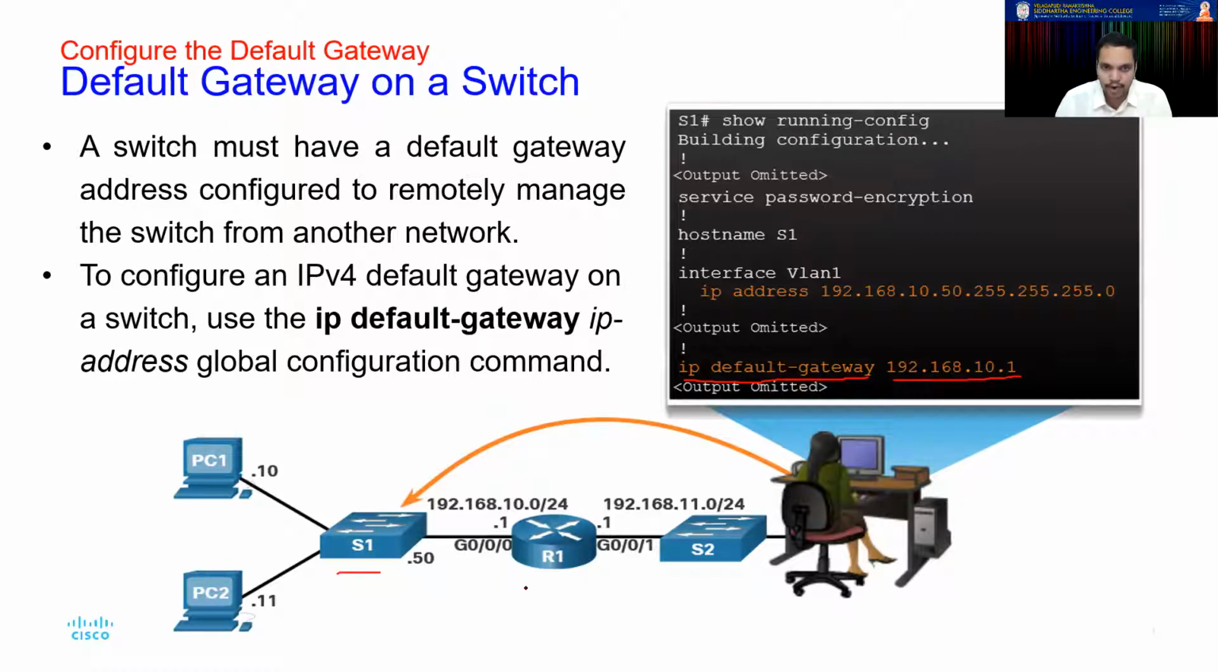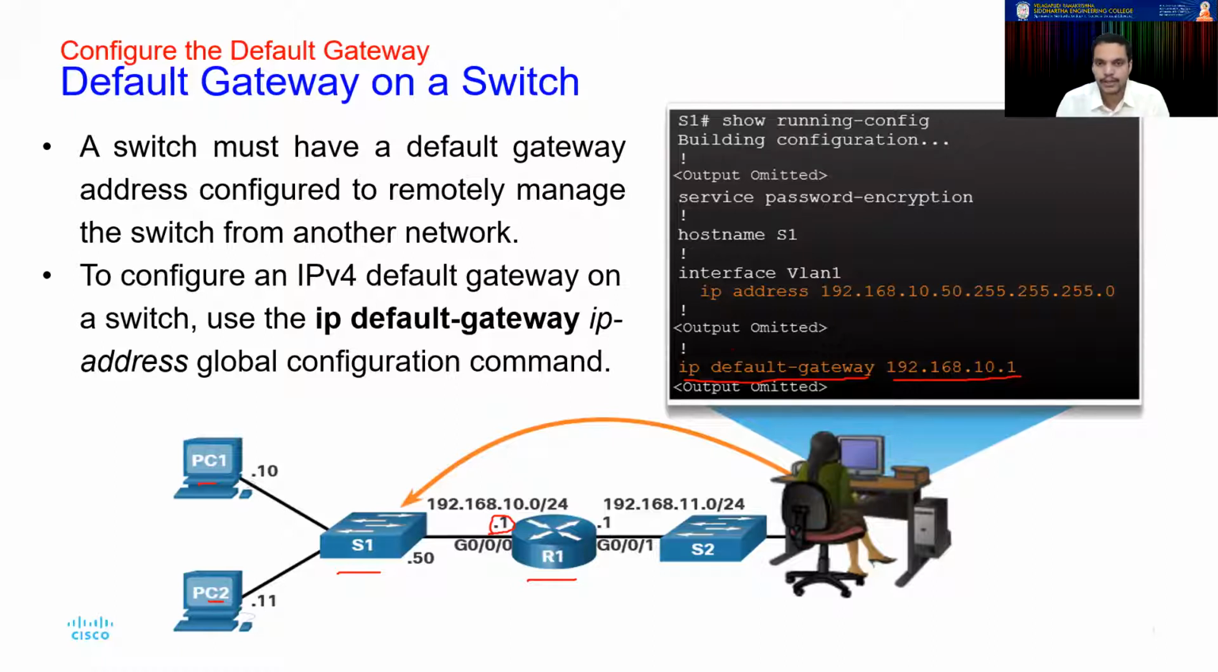So just check out this example. S1 is connected to R1, and you know that for PC1 and PC2 the default gateway address is this, right? Thus for the switch also, the default gateway address will be this particular interface address. In PC1 and PC2, I can just type it in directly. But for the switch, if I want to mention that the default gateway is this particular IP address, I have to use ip default-gateway 192.168.10.1.